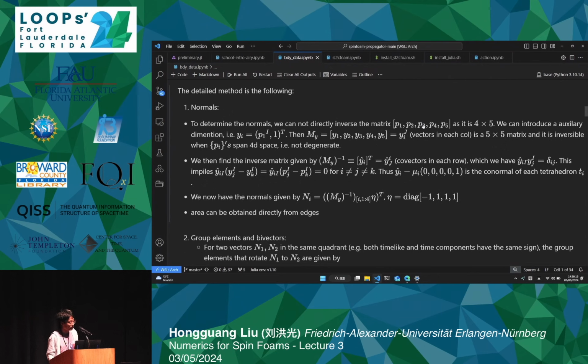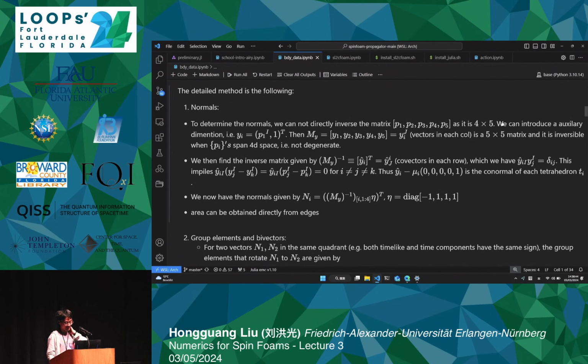So I will sketch how to obtain this. First is how to obtain the normals. One naive thing is that if we can invert a matrix, somehow we get the normals. But the problem is that this matrix, if I write P1, P2, P3, P4, P5 as vectors, each column is a vector, so this forms a 4x5 matrix. So we don't know how to do the inverse.